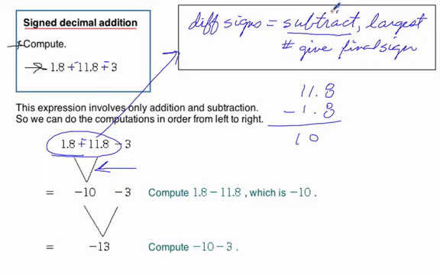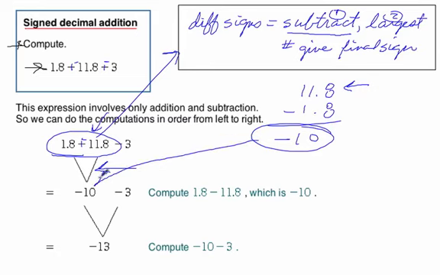Second step, largest number gives the sign. The 11.8 is the largest number. That's a negative. So boom, we get a negative 10. That's where this comes from. So there's actually a lot of thought that goes into this very first step right here.